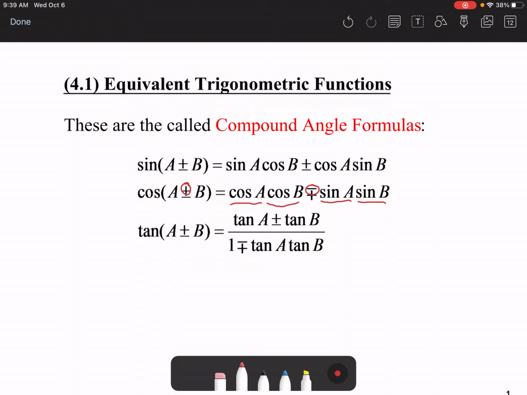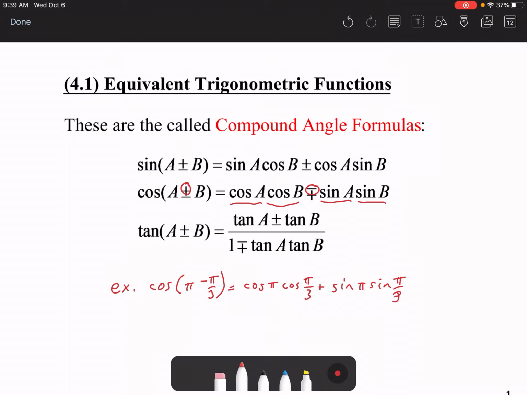So for example, for calculating cosine of pi minus pi over 3, to find another equivalent expression to it, cosine of pi times cosine of pi over 3 plus sine of pi times sine of pi over 3.